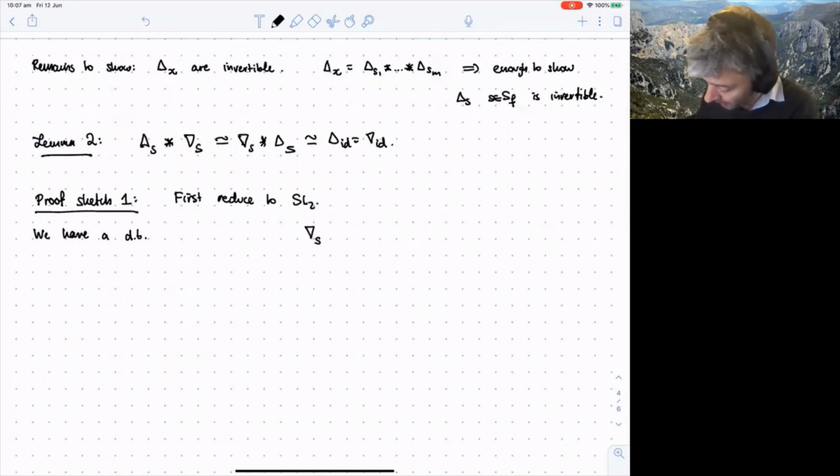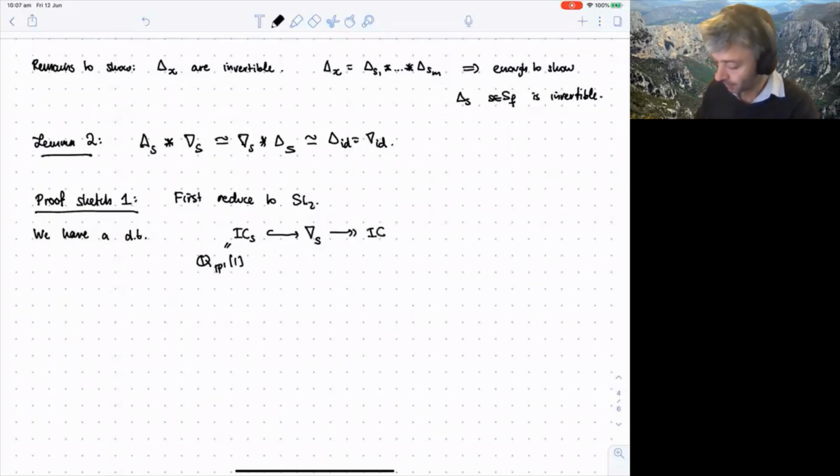which is that nabla s has IC s, which is Q on P1, as a sub, and as a quotient it has IC of the identity, which is Q in 1b. So this is an exact sequence of equivariant perverse sheaves. In other words, it's a distinguished triangle in the ambient category.